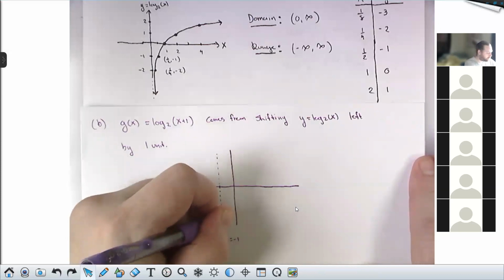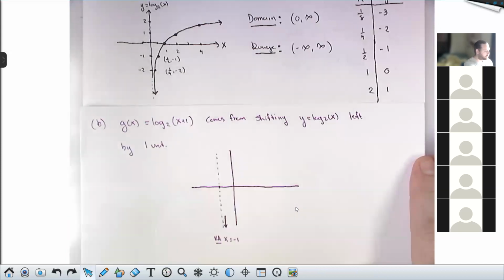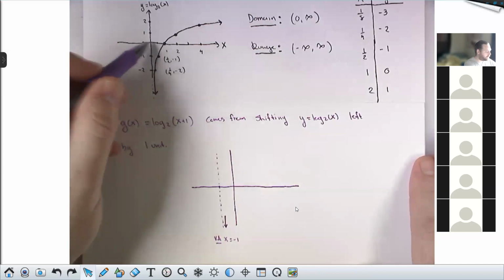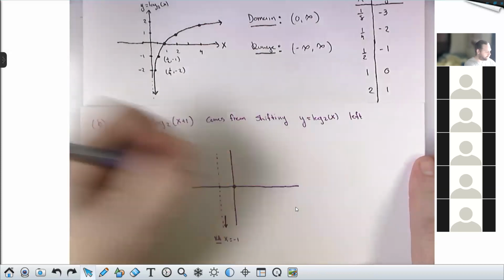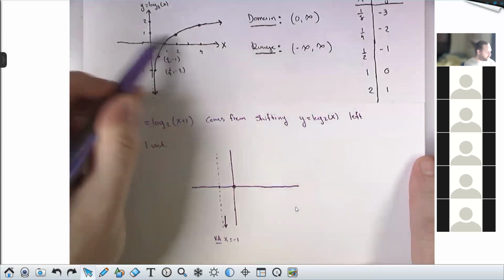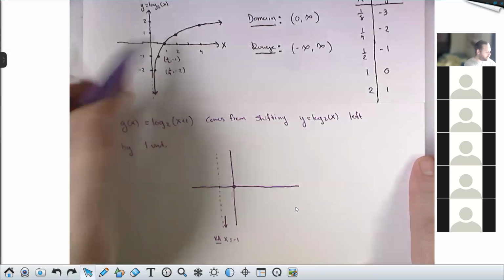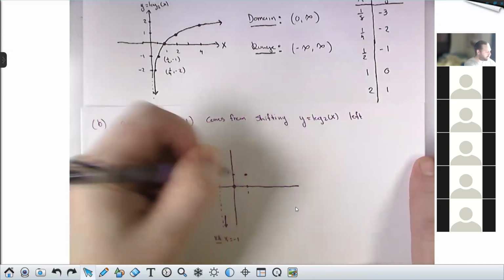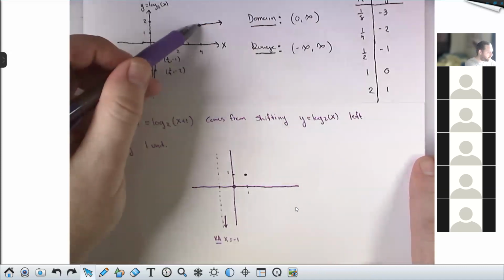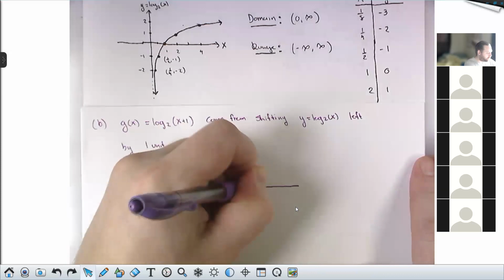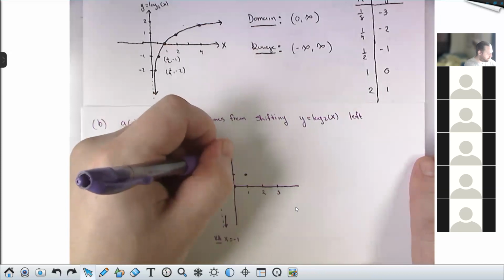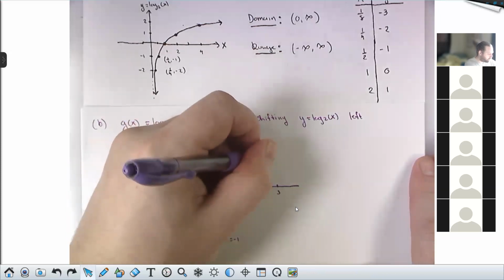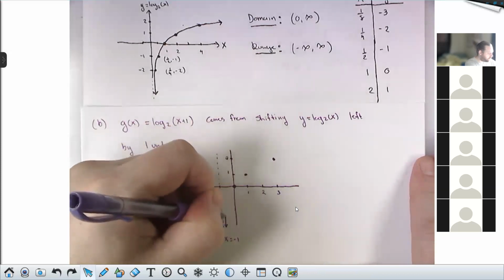So I have my vertical asymptote here. You approach it like this because we're just shifting everything to the left 1 unit. The point (1, 0), if I shift that left 1, becomes (0, 0). The point (2, 1), if I shift that left one, becomes (1, 1). The point (4, 2), if I shift that left one, becomes (3, 2). Right, and here's my graph.